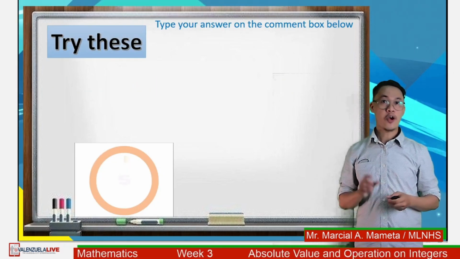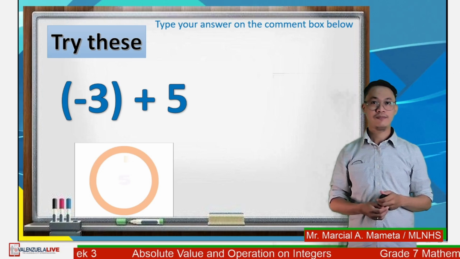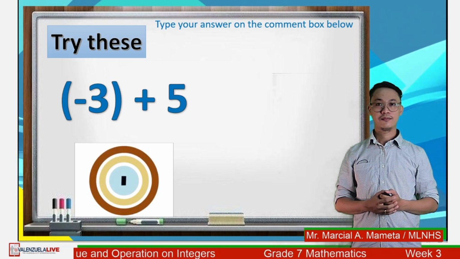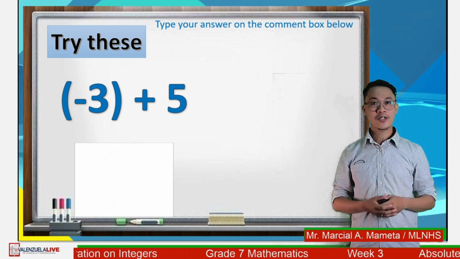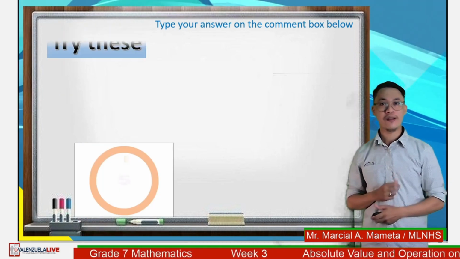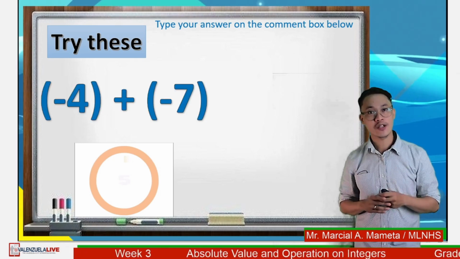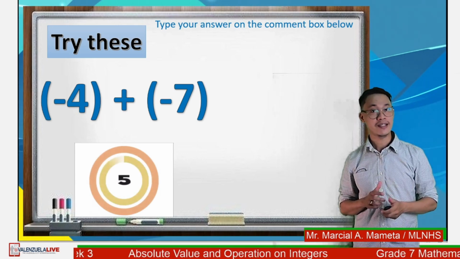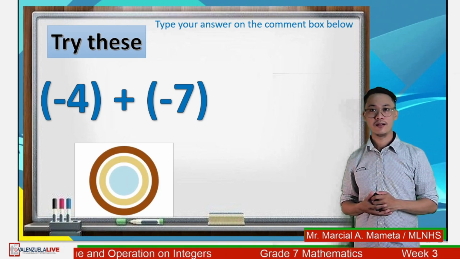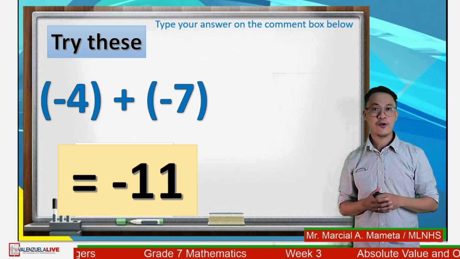Try this. Type your answers on the comment box below. Negative 3 plus 5. 5 seconds. Okay, time is up. The correct answer is 2. Good job. How about this one? Try this. Again, type your answers on the comment box below. Negative 4 plus negative 7. 5 seconds. Time is up. The correct answer is negative 11. Good job.